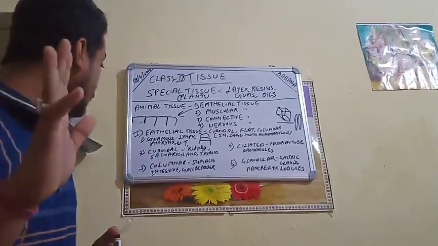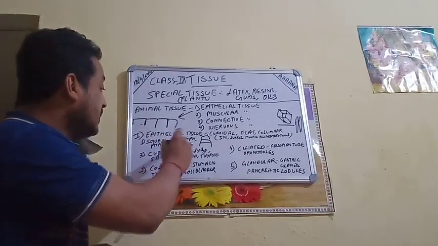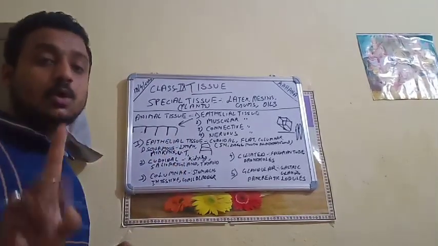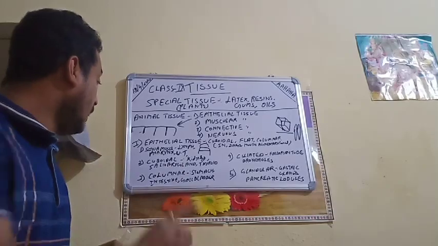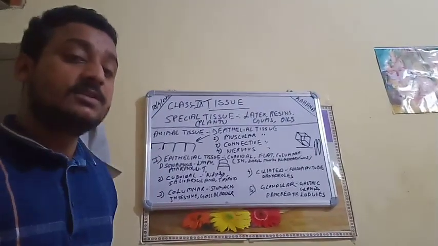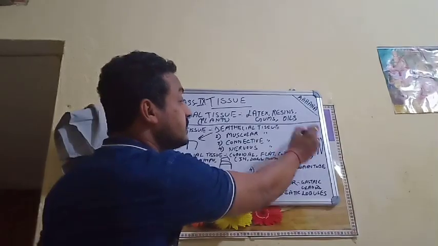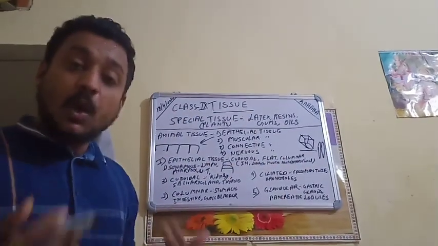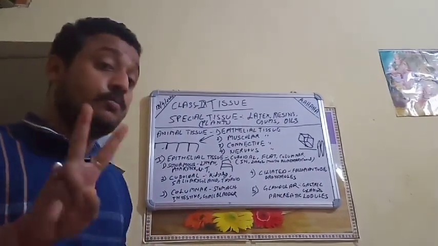So I guess it's clear to you. Squamous epithelial tissue is distributed into two, stratified and simple. Now we will go to cuboidal. Cuboidal means, from the name itself, it is clear it has a cube-like shape, like this. So cuboidal epithelium also has two parts.